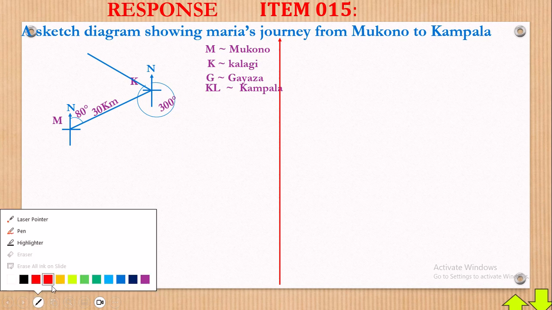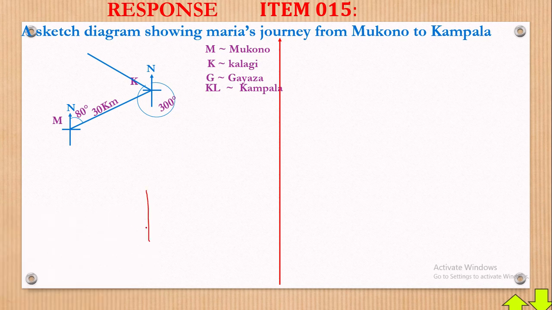Now what you must know is that if you have a bearing, say for example north like this, and you have to measure 300 degrees, we start from here and go partly there. That's how it moves. So this one is moving in that order. That's how we're measuring.